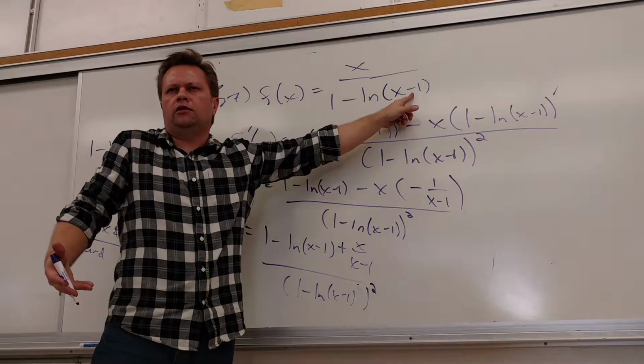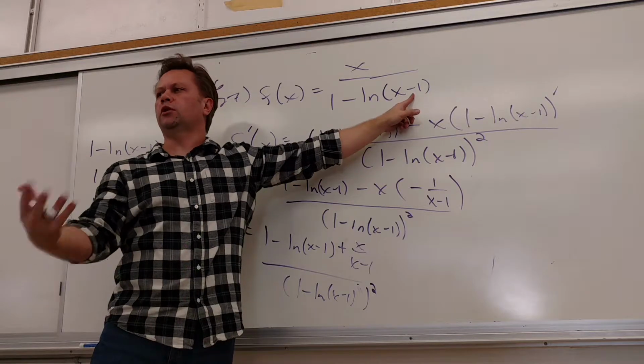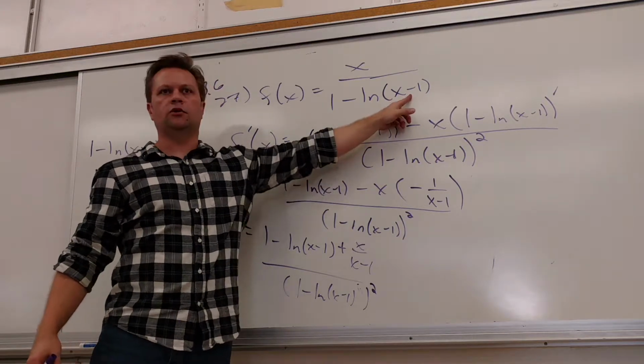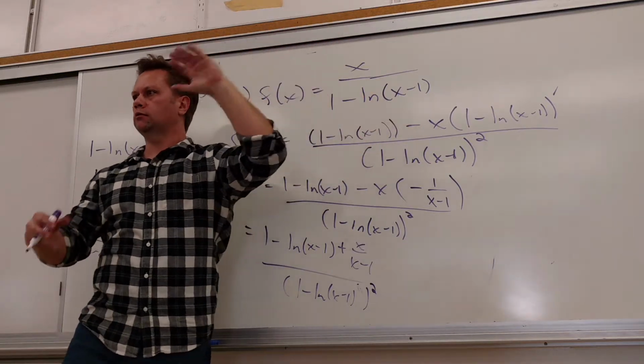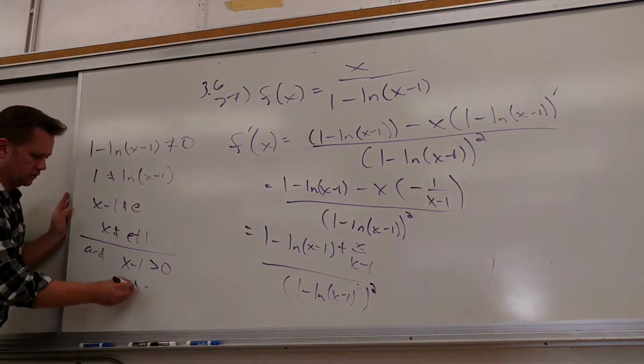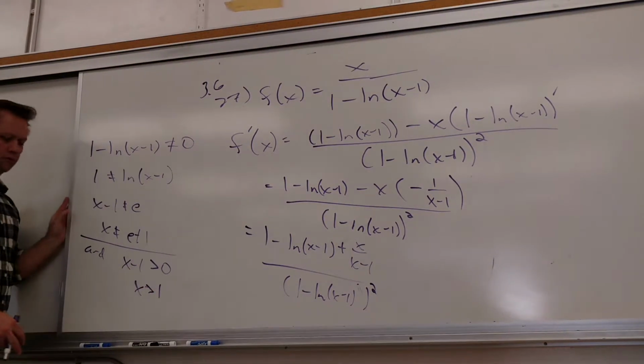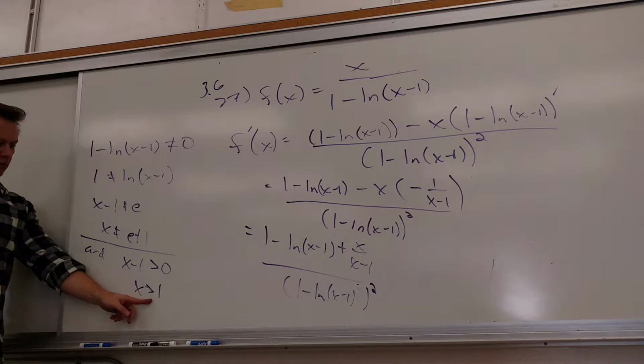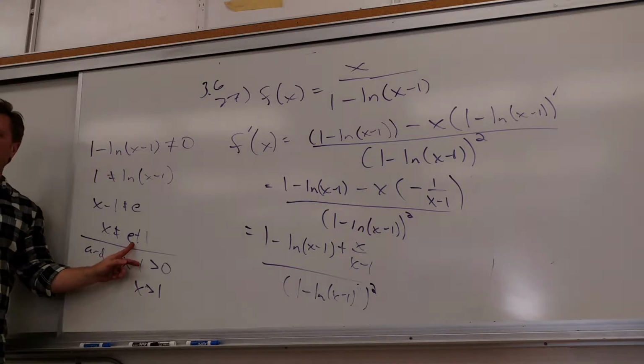Domain, when they say find the domain, they're inherently telling me they want real numbers. So for ln to be real, the inside's got to be greater than 0. And what makes this greater than 0? X greater than 1. So x has got to be bigger than 1, and also x cannot be e plus 1. And what's e plus 1 around? 3 point something, yeah, exactly.